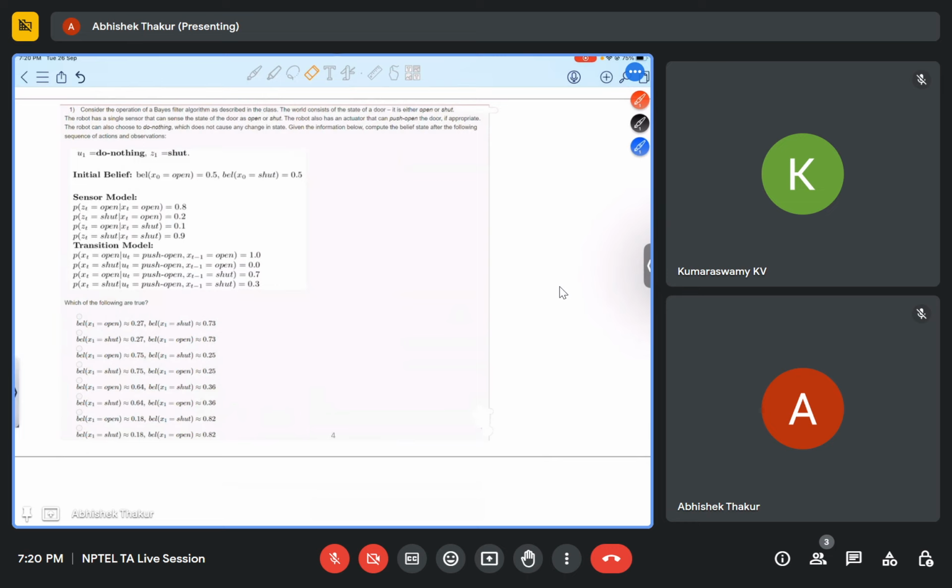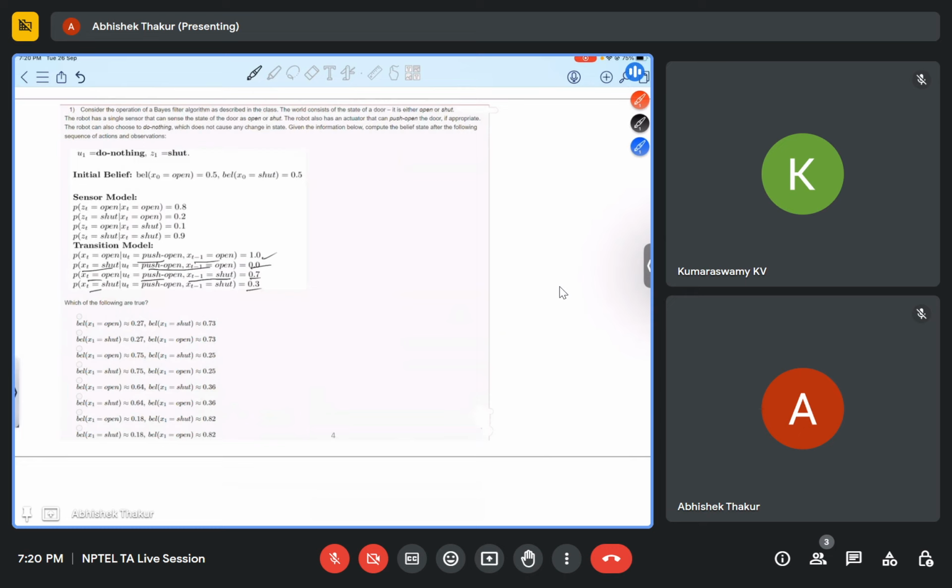So probability of xt is equal to open, the door is open given that it was open at xt minus 1 and the action is push open is 1, because at time instant t minus 1 it is open. So it is 0 when xt is equal to shut for the given condition. After that, let's suppose at time t minus 1 the door is closed and the robot performs the action push open, like it pushed the door. So now the door will be open at timestamp t with probability 0.7 and closed at timestamp t with probability 0.3. So we have to find the belief in this question.